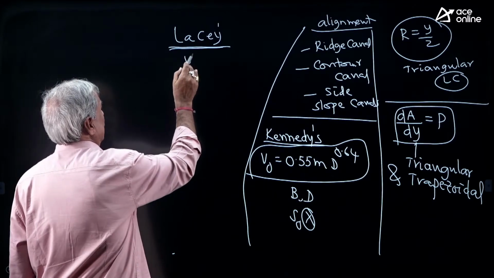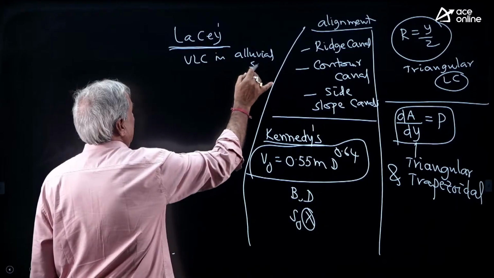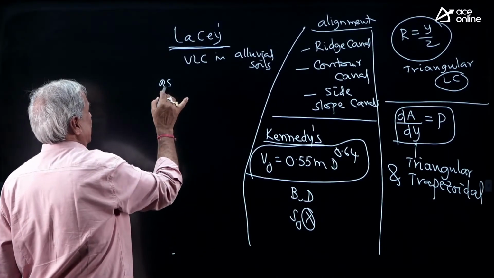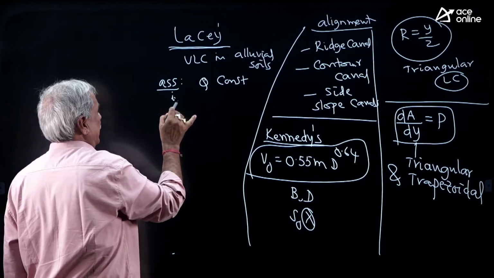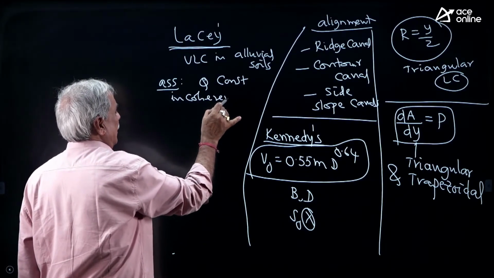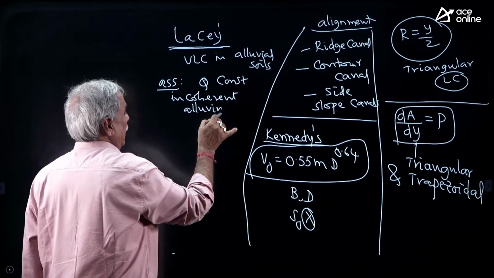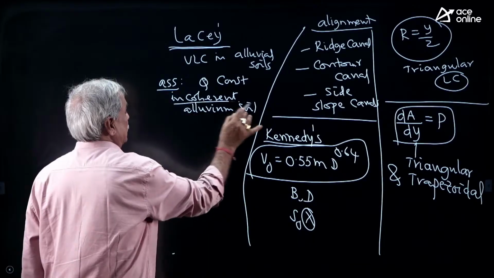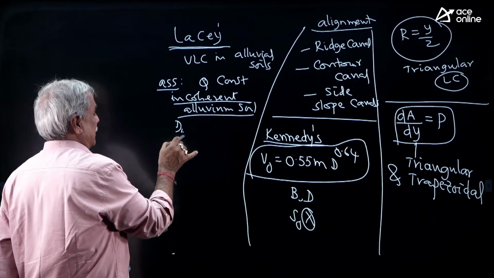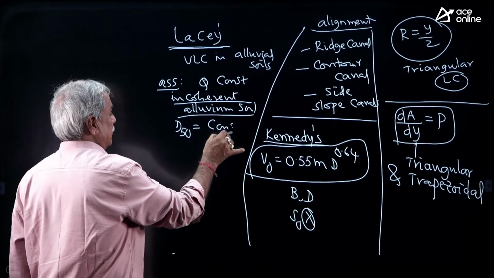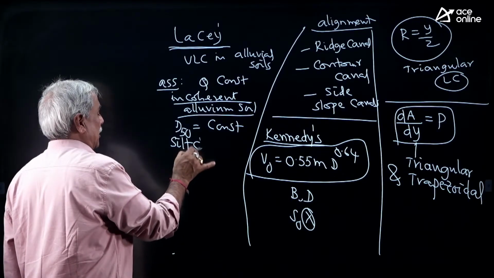For unlined canals in alluvial soils, you may ask what the valid assumptions are. Discharge is constant. Wherever coherent soil is there, incoherent alluvium soil must exist everywhere in all directions, either at the canal bed or on the side slopes. Then the average diameter of the silt is constant. Quantity of silt per unit discharge, the silt charge, is also constant.